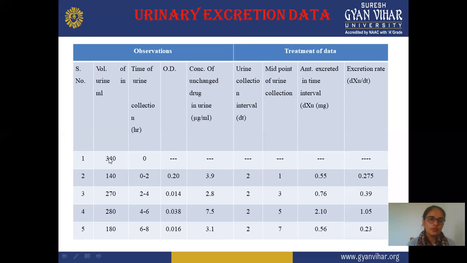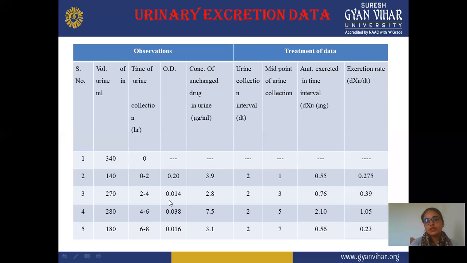So the volumes of urine in ml are 340, 140, 270, 280, and 180. So this is the elimination volume in ml. According to this you can calculate the values, and there is a time for each value: first 0 to 2 hours, next 2 to 4 hours, next 4 to 6 hours, and last 6 to 8 hours. It means we are calculating over 5 half-lives, and the time interval for taking the sample is a gap of 2 hours; every 2 hours we take a sample.